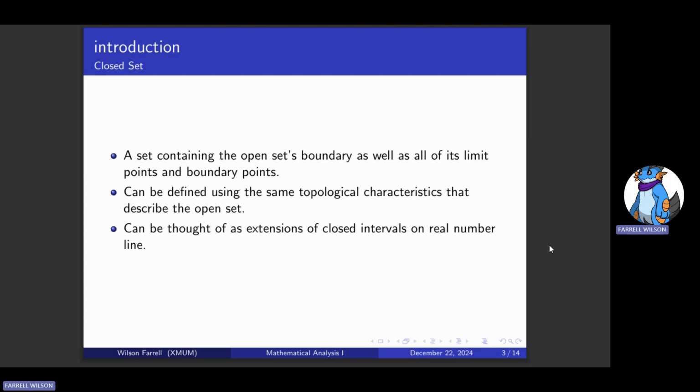The open sets also have a complement, which is closed sets. A closed set is a set that contains all the boundary points and limit points of open sets, and it can be defined using the same topological characteristic used to describe open sets. The closed set can also be thought of as an extension of a closed interval on the line of real numbers.